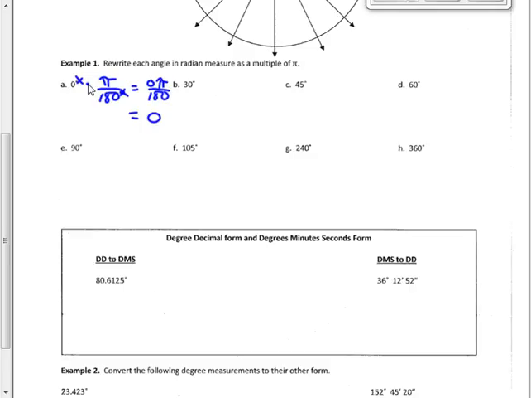30 degrees, we just got done talking about this one. But we can show it here. When I multiply by pi over 180 degrees, the degrees are going to cancel each other out. And I get 30 pi over 180. Well, 30 pi over 180, the 30 over 180 is going to reduce, and it gives me pi over 6.